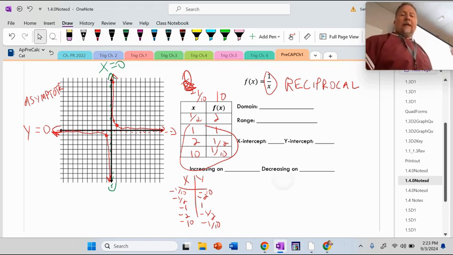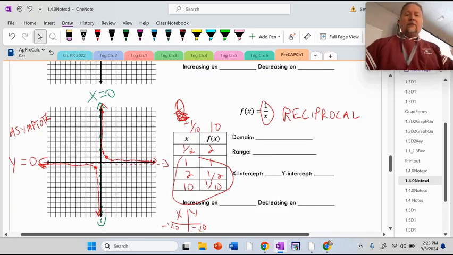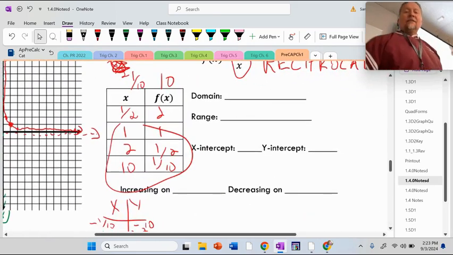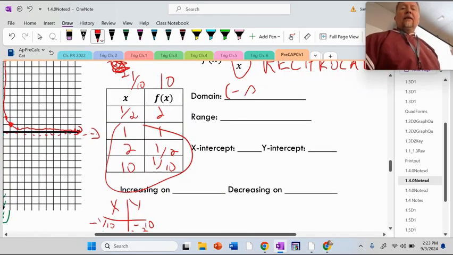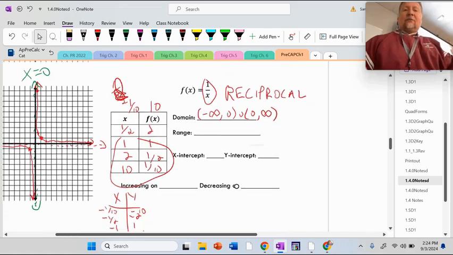Now you've got some major domain issues. I don't know why this isn't working. Okay, so the domain is everything, but I could not plug in 0 for x. I forgot to mention that. What happens when you plug in 0 for x? This is just not working.